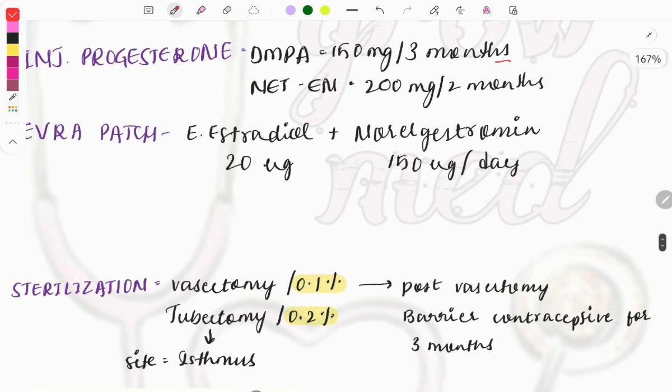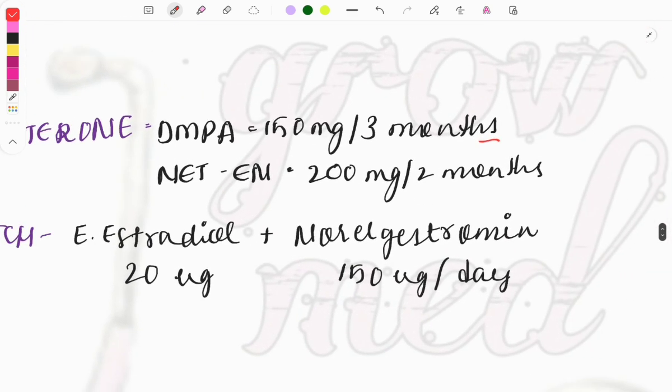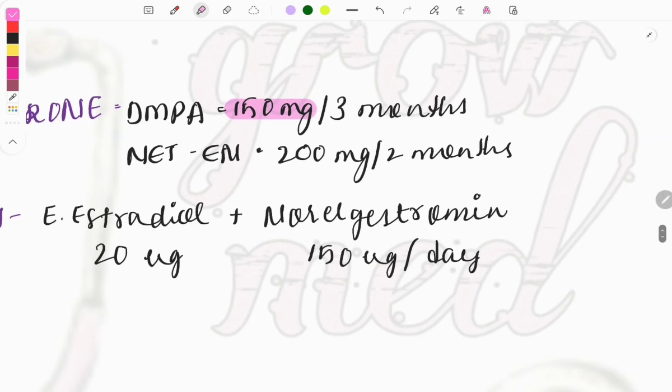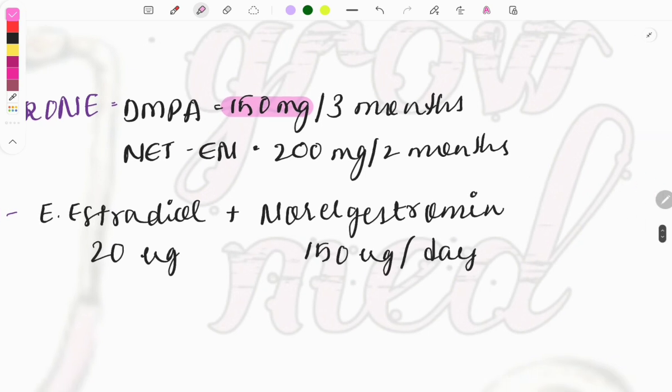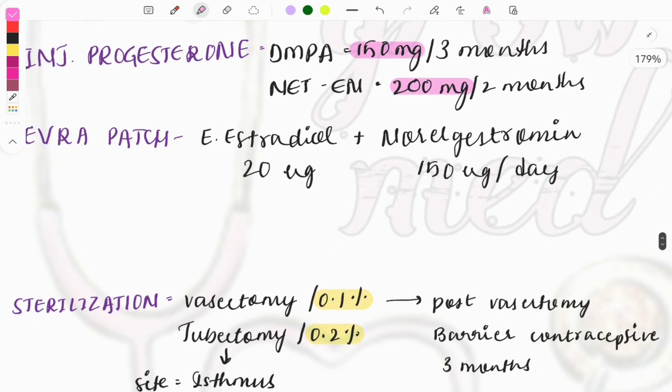Then moving on to the next, the injectable progesterone. So progesterone is available in two forms. The first one is DMPA, and this is the dosage. This is given for 3 months. Once it is given it will be valid for 3 months. Then the other, Net-EN, is given at 200 mg for 2 months. Okay, so this is about the injections, not used that commonly, but as it is important from the exam point of view, you must know about it.